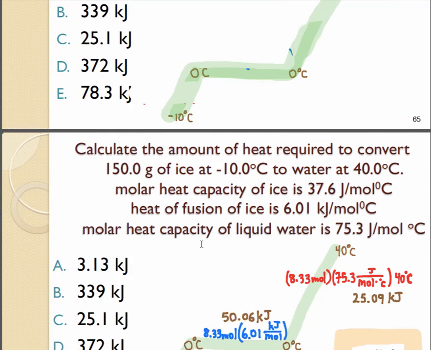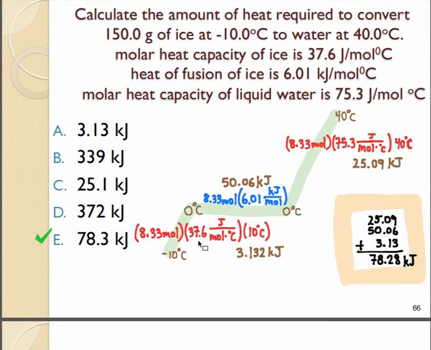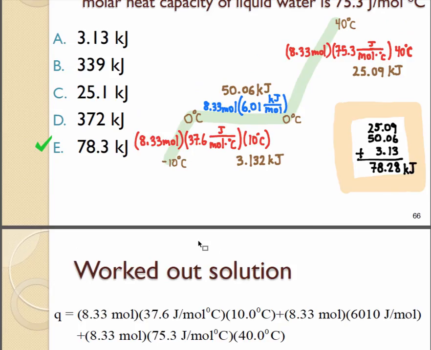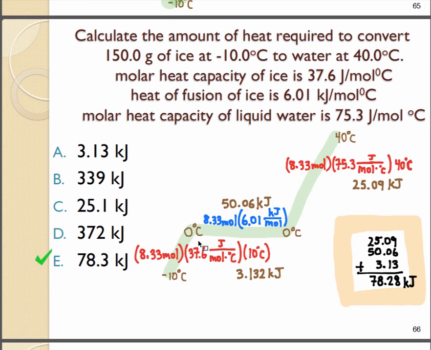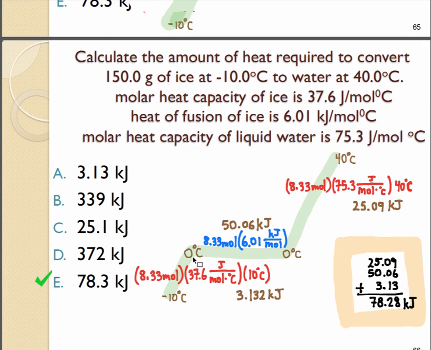So another silly example, if you'd like to look at it, nothing is different. This is the molar heat of fusion and the molar specific heat capacity. And I change grams to moles so that moles would cancel. Temperature change from -10 to 0.